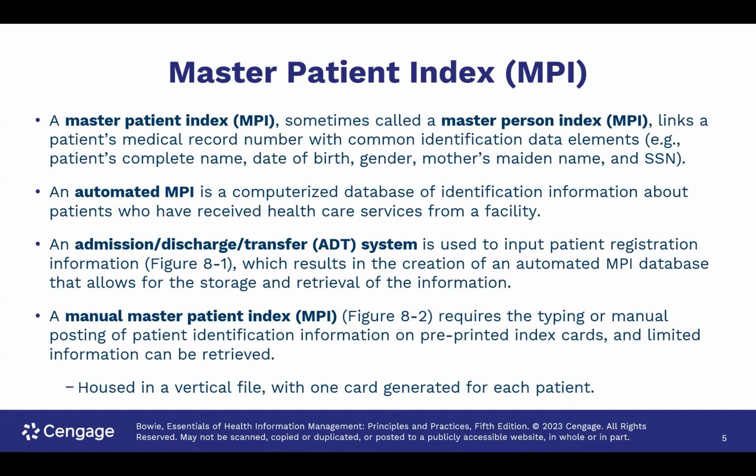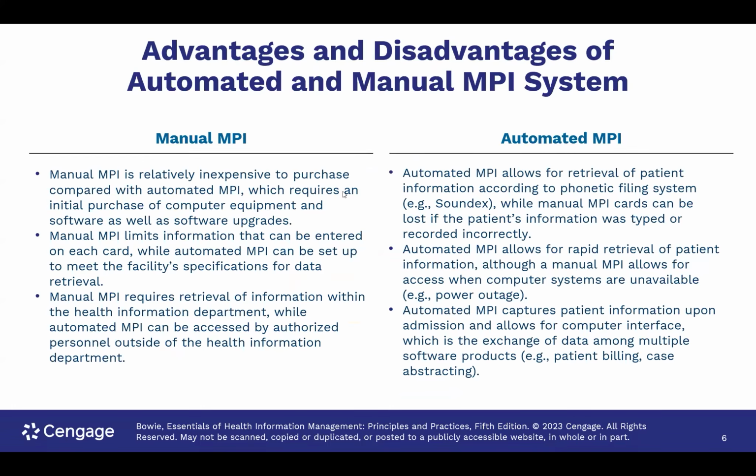A manual master patient index requires the typing or manual posting of patient identification information on pre-printed index cards, and limited information can be recorded. It's essentially a flat file. It's housed in a vertical file with one card for each patient. I've seen these on Rolodexes, microfiche, microfilm, and other things. Basically, they all serve the same purpose. There are advantages and disadvantages to both. Let's cover the manual MPI first.